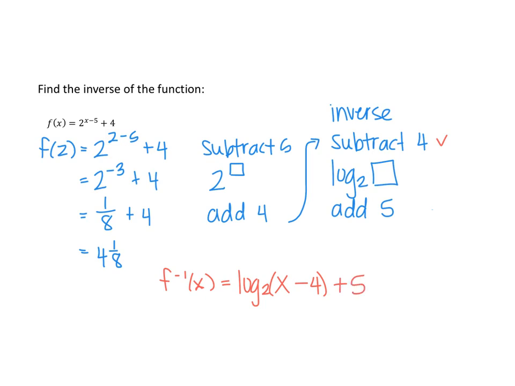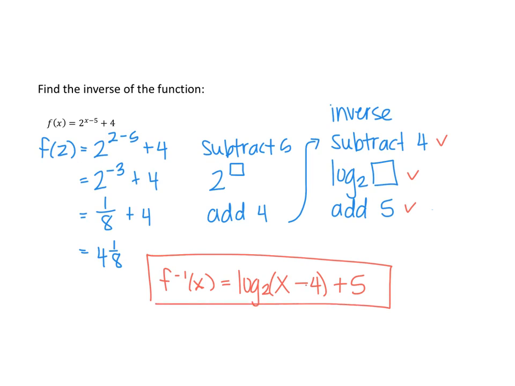So if you plugged in a number for x into this function that we just wrote, just making sure it follows these operations, you would plug in a number, you would subtract 4, you would take the log base 2 of that number, and then add 5. This is our inverse equation.